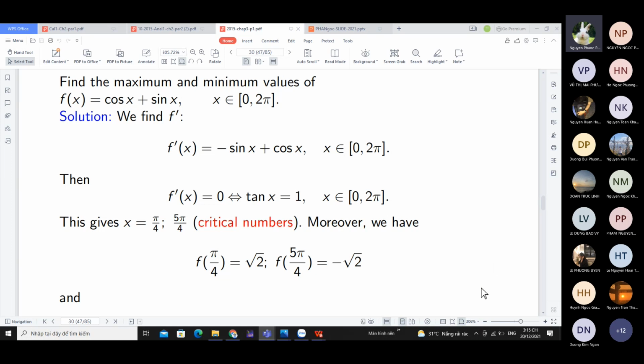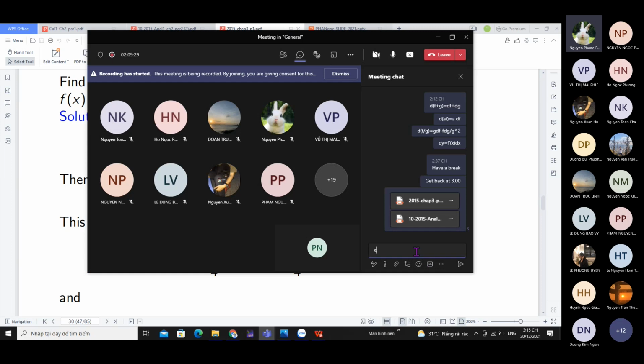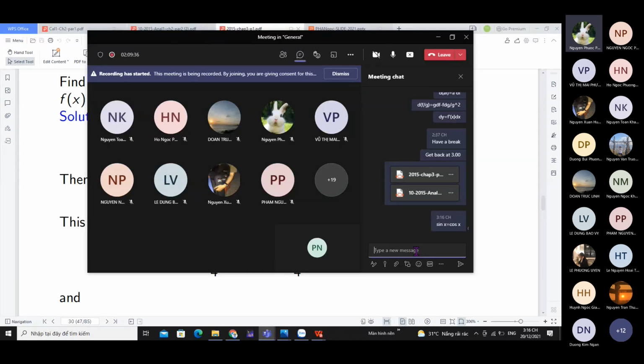Okay, let me explain a little bit here. Actually, you have got it like this: f prime of x equals 0 gives you sin of x equals cos of x, which is equivalent to tan of x equals 1. All right. You just multiply each term of the equation by 1 over cos of x, right? Okay, and it gives you tan of x equals 1.